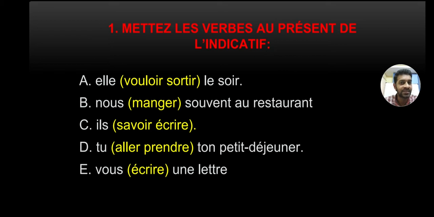The third sentence, same way, il savoir écrire, so know to write. The verb savoir will be conjugated, écrire will remain the same. Écrire, we don't conjugate. We don't change the spelling. Just for the verb savoir, we'll be conjugating according to the subject il.